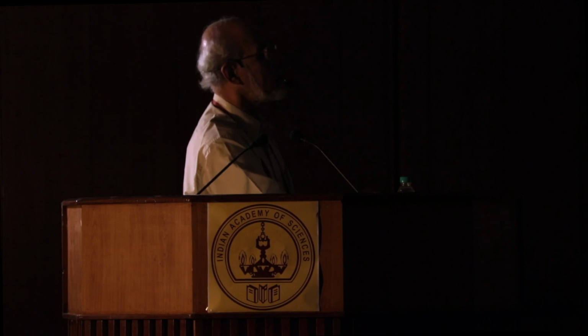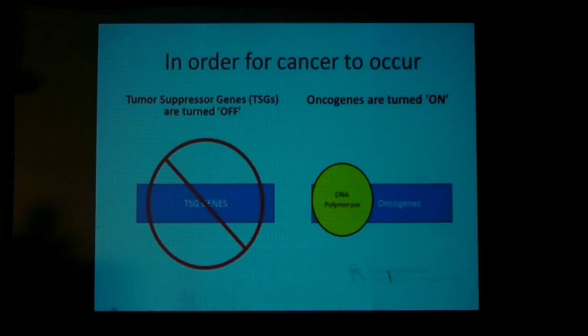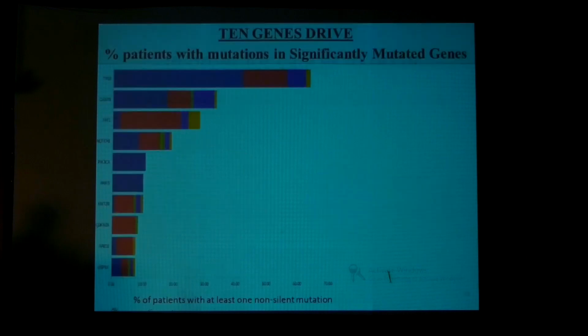So these are the two classes of genes that are known to participate in the process of cancer. One is always alive, and going to sleep is detrimental. The other class of genes is always asleep, and waking them up is detrimental. So we'll see what happens, and I'll make a few comments on the nature of the genes. So in order for cancer to appear, tumor suppressor genes are turned off or oncogenes are turned on.